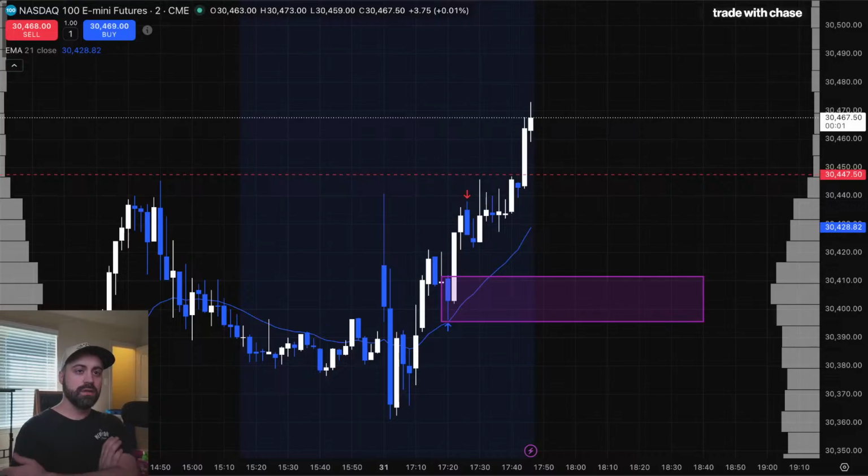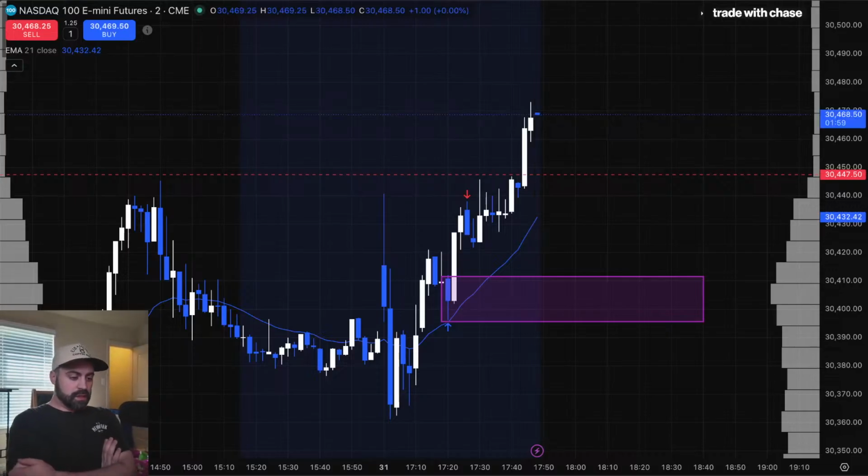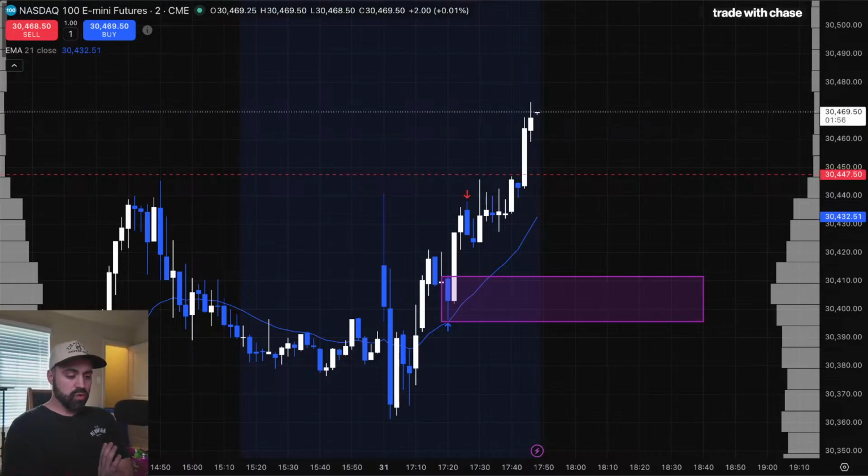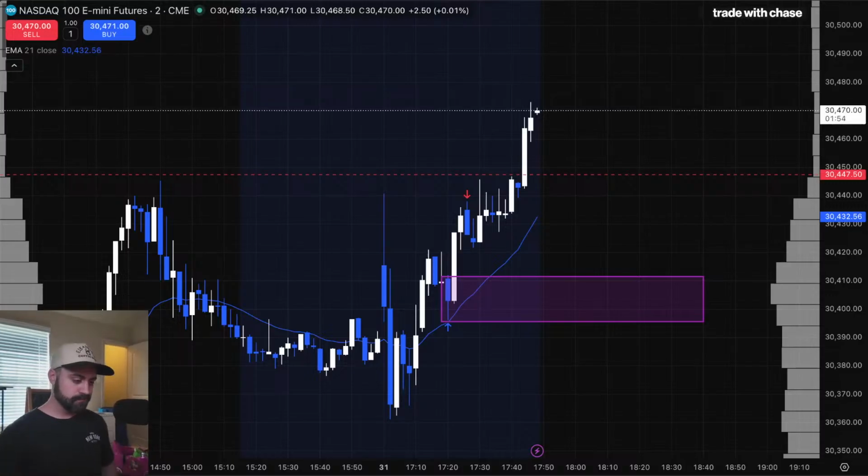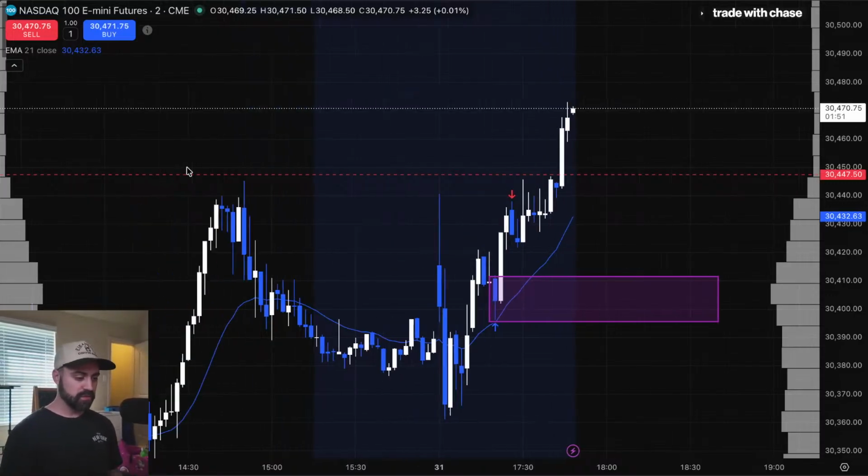Alright, if you are here, we're just waiting for a pullback at this point, now that we broke through this resistance level.